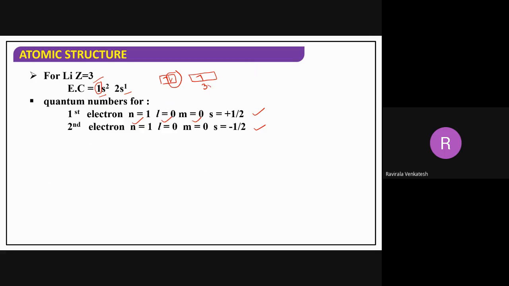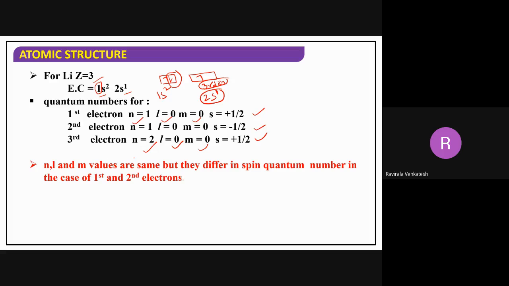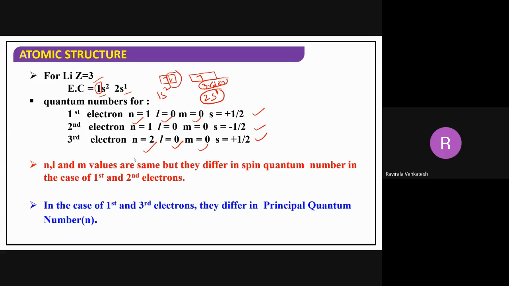Now, if you observe the third electron, the configuration 1s2 is here, and this configuration is 2s1. This is the third electron I have taken. For the third electron, the configuration is 2s1. For 2s1, n is equal to 2, l is equal to 0, m is equal to 0, and the first electron always will be in the upward direction, the second electron always in the downward direction. So s will be plus 1/2 here. In this case, the difference in quantum number for the first and second electrons is in spin. But in the case of the first and third electrons, they differ in the principal quantum number. You observe this one, they differ here, isn't it?